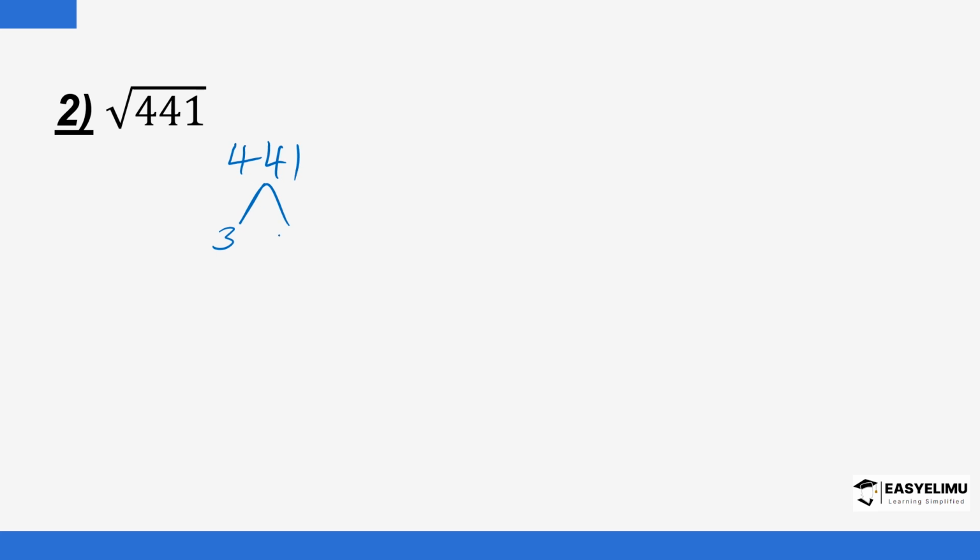So 3 goes into 4 once, remainder 1. 14, 4 times, remainder 2, 21, 7. This one is also divisible by 3 because the sum of the digits here is 12, and 12 is divisible by 3. So again, 3 goes there 4 times equals 12, and then 9. This one is not divisible by 3 now, but it's divisible by 7, so 7, 7.